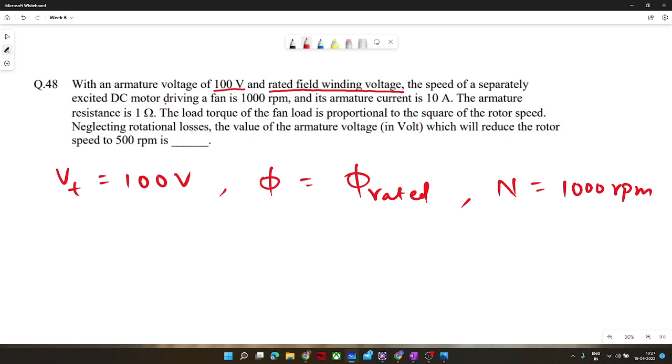And it is driving a fan. So it is a fan kind of load, and a fan kind of load has some torque speed characteristics. So its load torque is proportional to the square of the rotor speed. Okay.